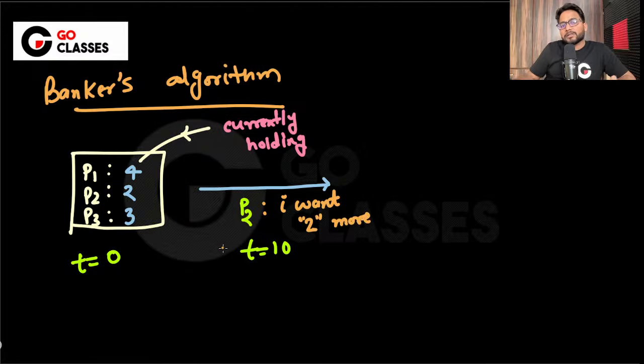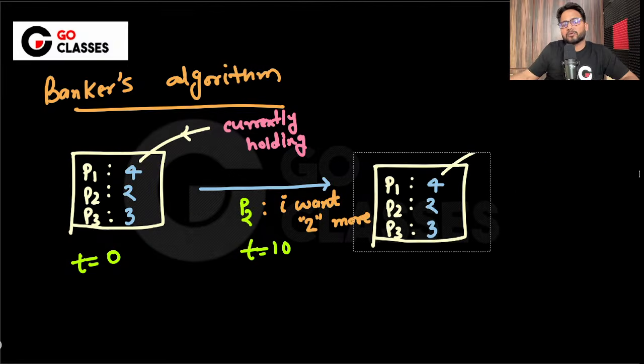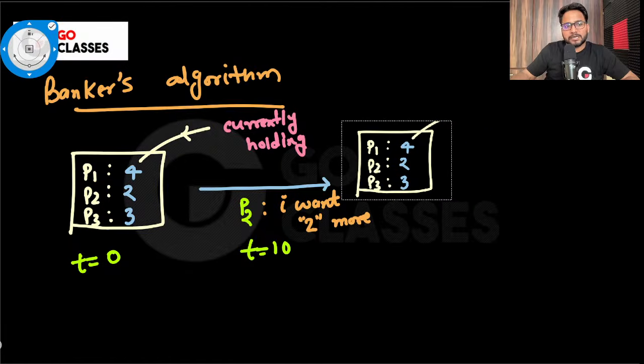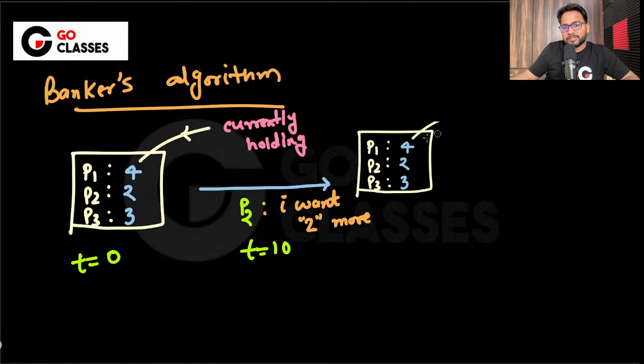In that case, will this request be granted or denied? It is actually checked by Banker's algorithm. So how does this algorithm work? It says that currently these are the holdings of the processes. Let me assume that P2 wants two more and we are giving these two more, which means it will be four.